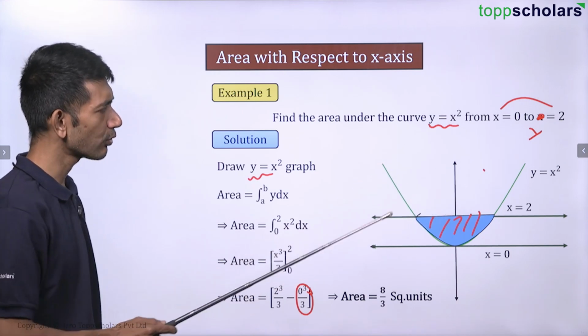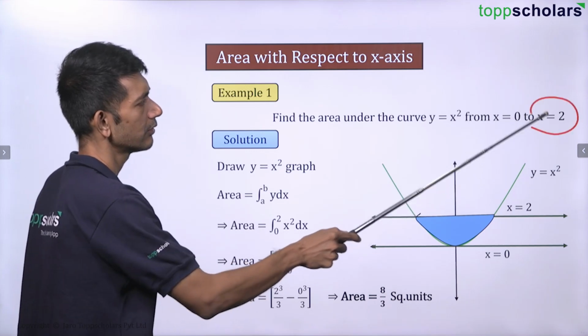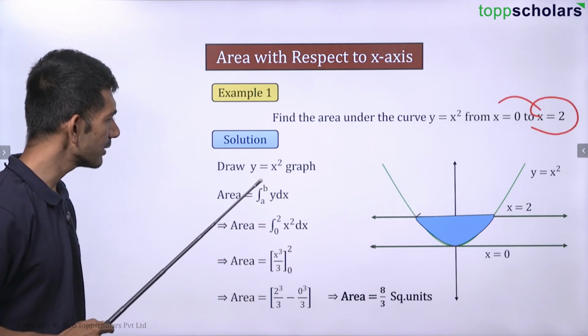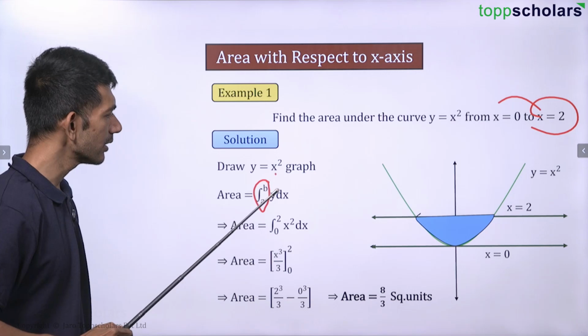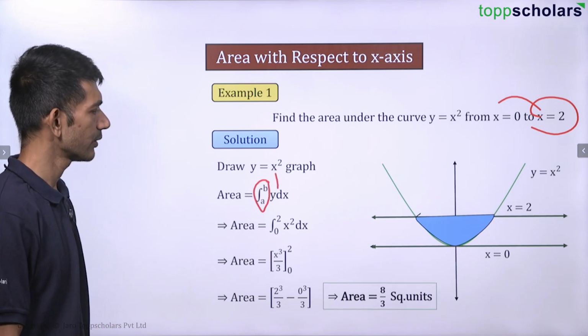Basically, no need for the figure also. Directly you can take this curve, take the limits from 0 to 2, and then y is equal to x square, put it here, x square dx. Simple? Okay.